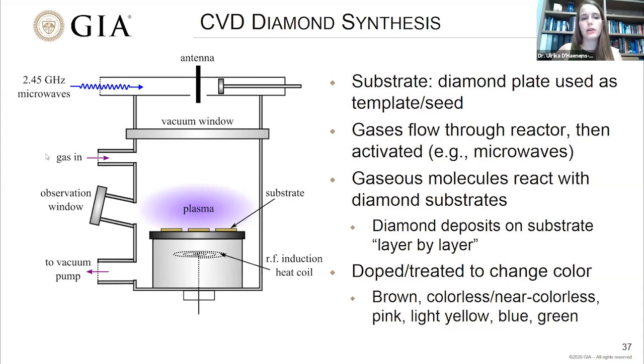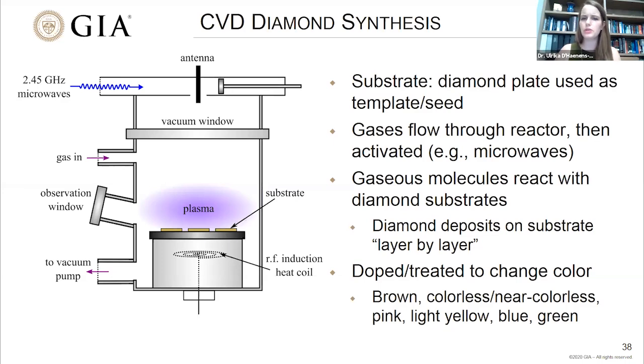So what they do is they flow these gases through, and then they activate them by some energy source. It could be a filament, or more commonly, a microwave. So this is why I think of it almost like a microwave oven. What happens then is these different gaseous molecules react with each other. You create this plasma. So it sort of looks like a light bulb.